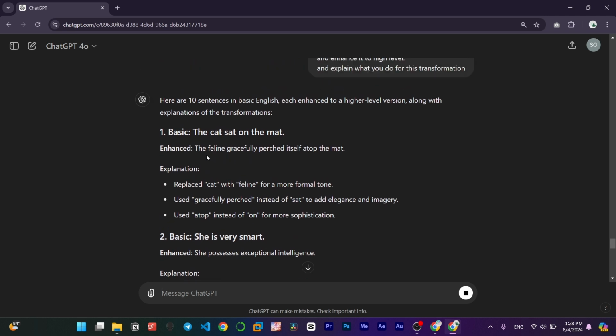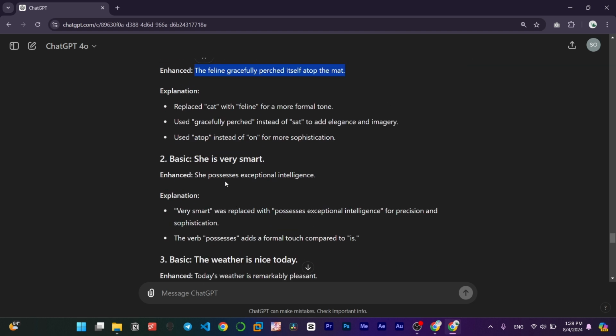Because I'm not sure about how to pronounce this, you just please sit it. She's very smart. She possesses exceptional intelligence, something that I can pronounce for you. As you see, if you are basic, you can use this to enhance your English ability. This is not only about the vocabulary, it's about the structure and grammar as well. These are really helpful for you to enhance your English abilities.